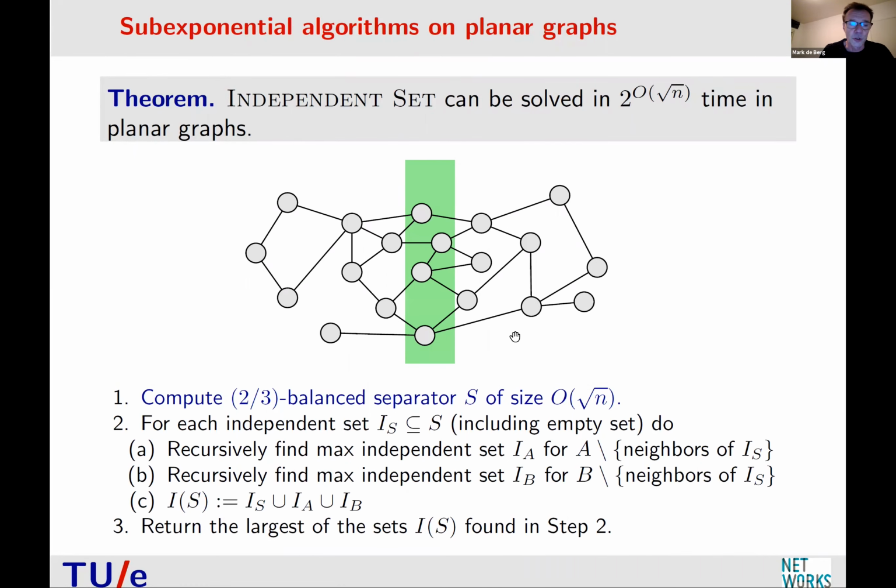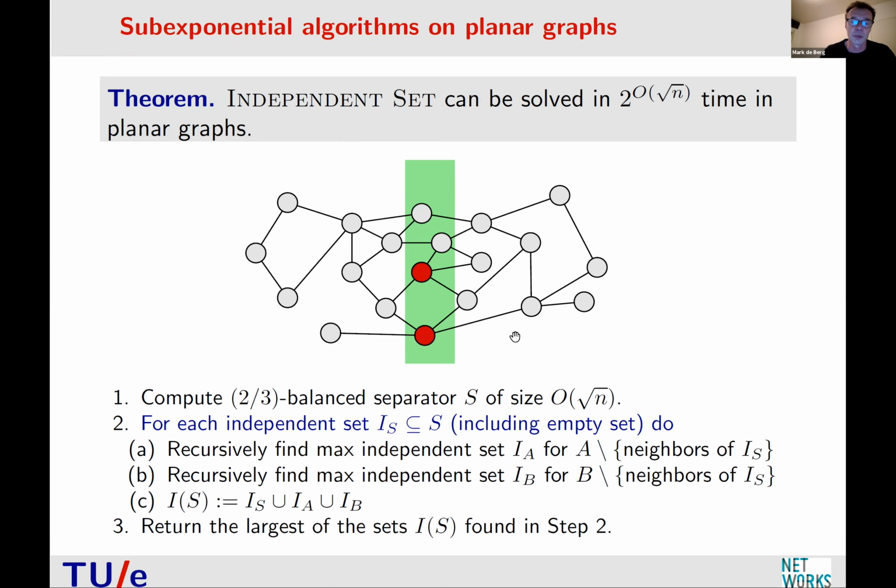Okay, what do I do next? Well, I'm going to guess all possibilities of how my maximum independent set intersects with the separator. So my solution will have 0 or more vertices in the separator, and I'm going to guess which ones those are. Or maybe I should say I'm going to try all options. And then for each of my guesses, I'm going to solve the problem recursively. That's the idea.